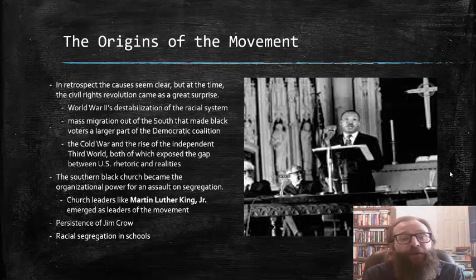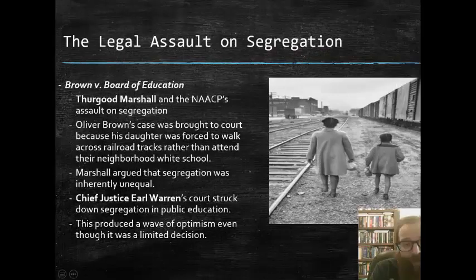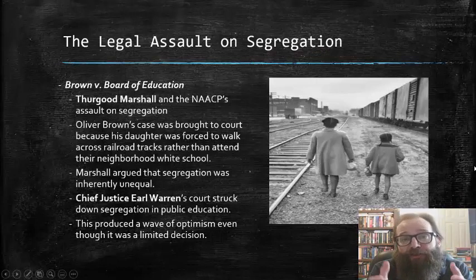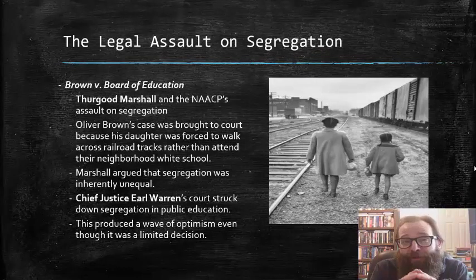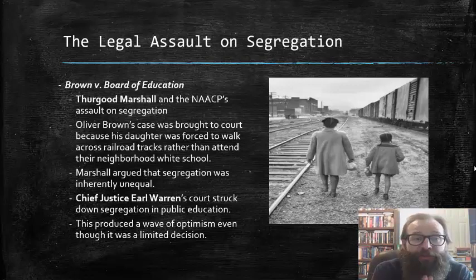The Southern Black Church became the organizational power for an all-out assault on segregation and Jim Crow. Church leaders like Martin Luther King Jr. emerged as leaders of this movement. Other contributing factors, of course, were the persistence of Jim Crow laws in the South and racial segregation in schools. Indeed, it was the issue of segregation in schools where the civil rights movement of the 1950s made its first attack against Jim Crow and segregation in general.